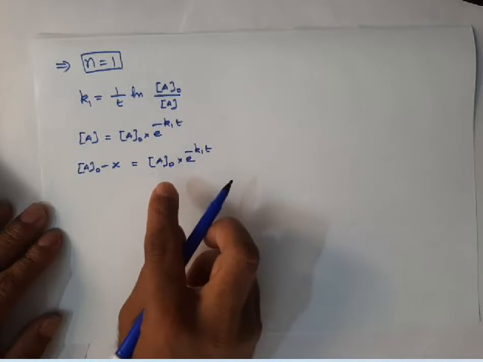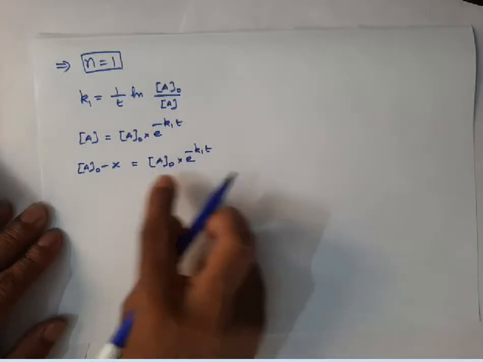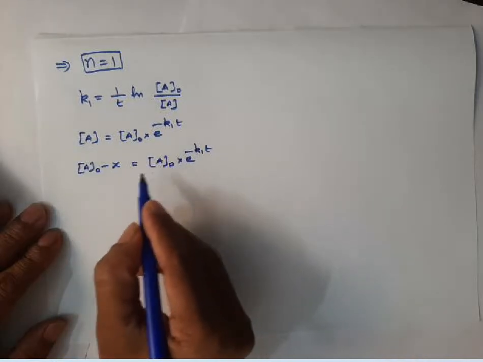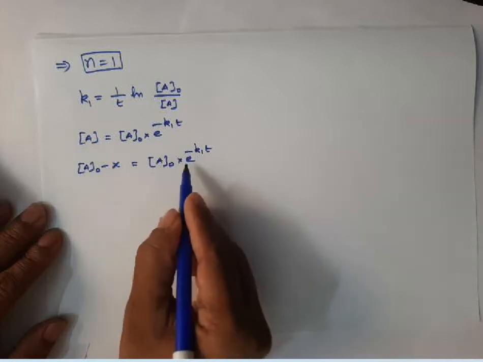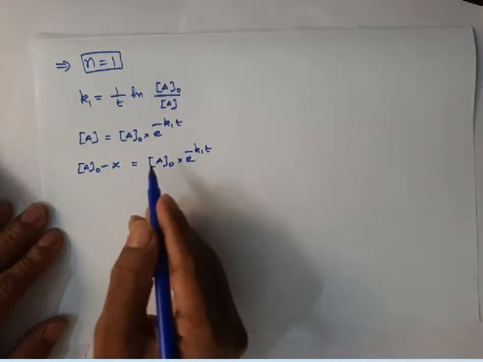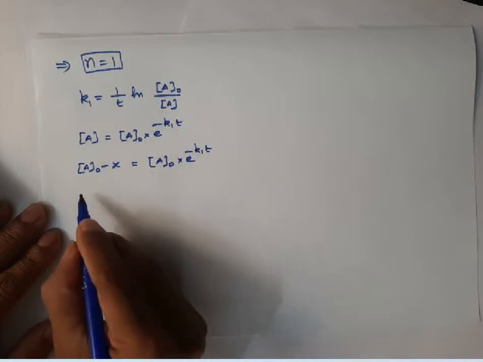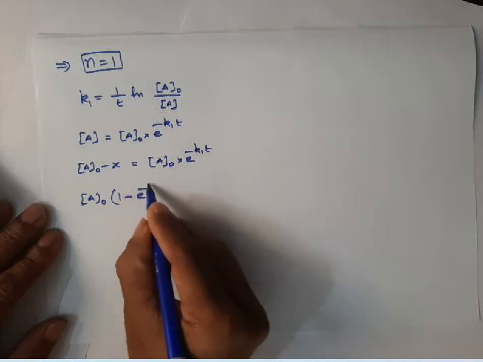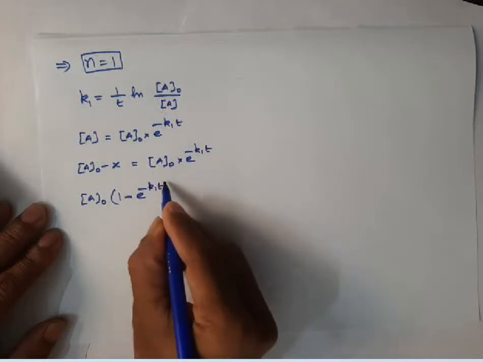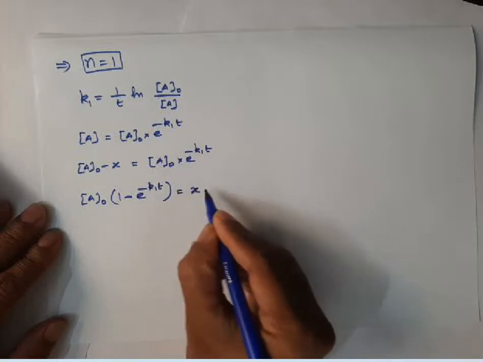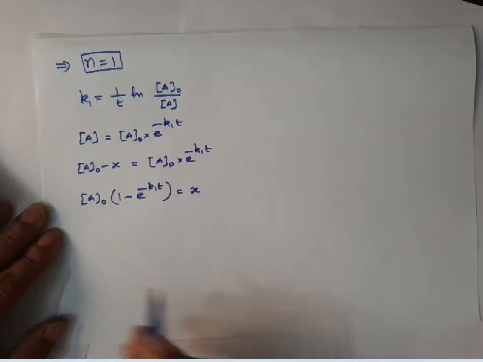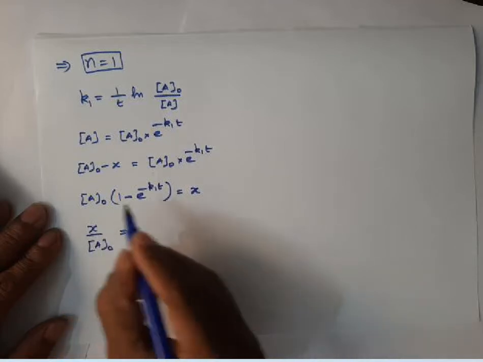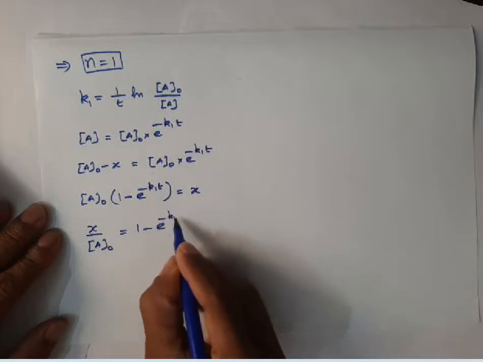If I rearrange this equation, I can write, what I'm going to do is bring this minus x to the right hand side and this quantity to the left hand side, and I'll take A naught as common. So what will I get? A naught into 1 minus e power minus K1 into t equals x. We'll get an expression like this. Or I can also write x by A naught is equal to 1 minus e power minus K1 into t.